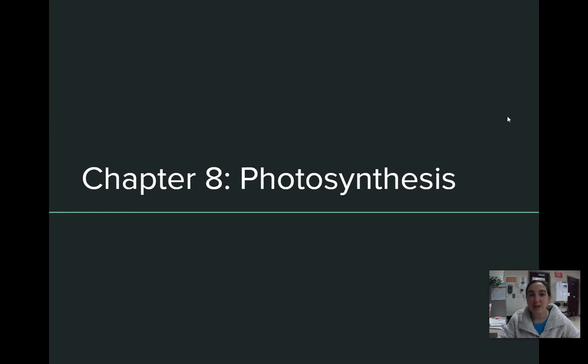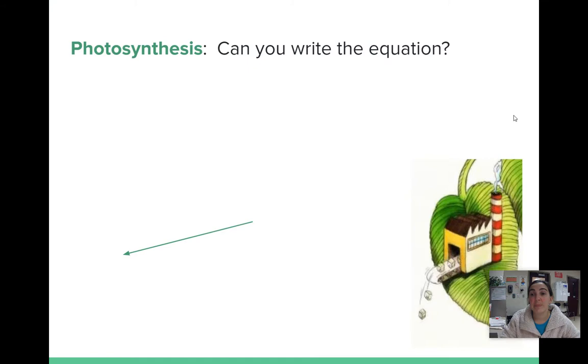Hello, this week we are starting to learn about photosynthesis, the other kind of major metabolic pathway in living things. Today we're going to start with just a real brief introduction to photosynthesis, and then we're going to be going into the lab that you picked up some equipment for last week. So first of all, photosynthesis is a process you have learned before. Can you write the chemical equation for this process?